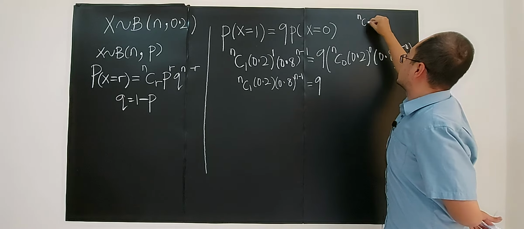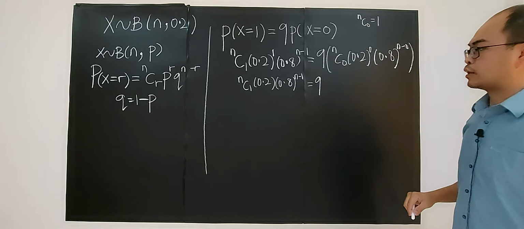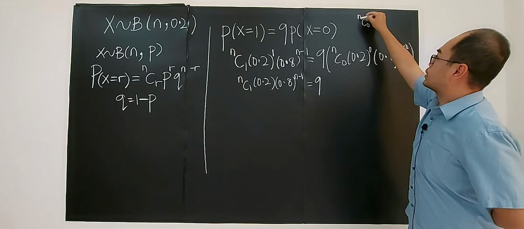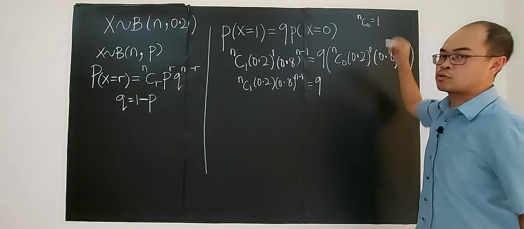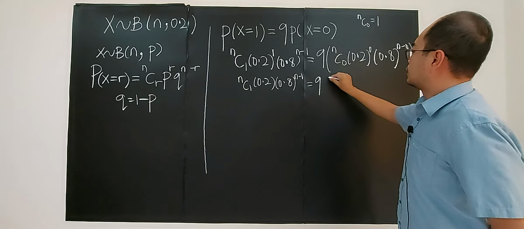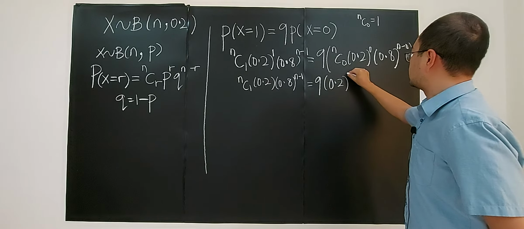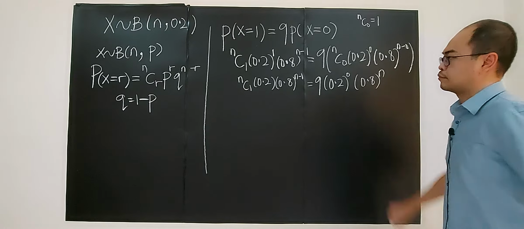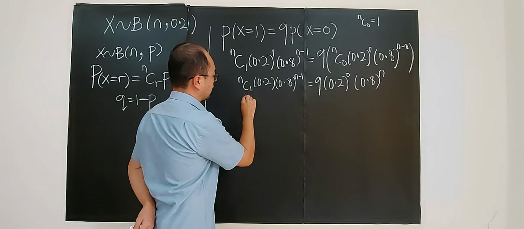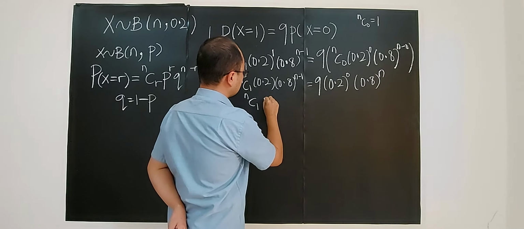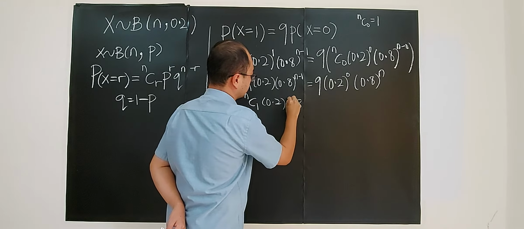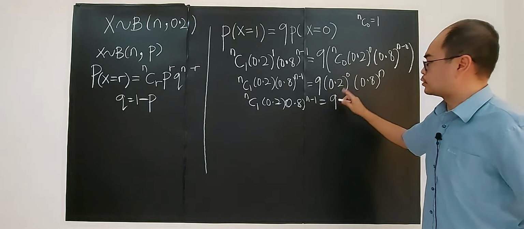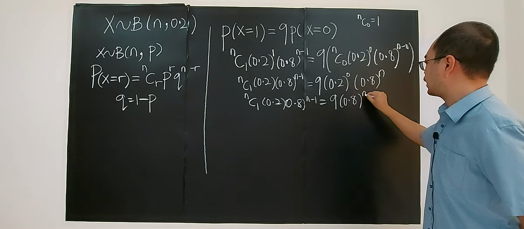Any nC0 will always equal 1. You can try to prove this, or use a calculator: 5C0, 4C0, anything, will equal 1. So 0.2 to the power of 0 is 1, and this whole thing is 1. So we have 0.8 to the power of n. Further simplifying, I have nC1, 0.2, 0.8 to the power of n minus 1 equals 9 times 0.8 to the power of n.